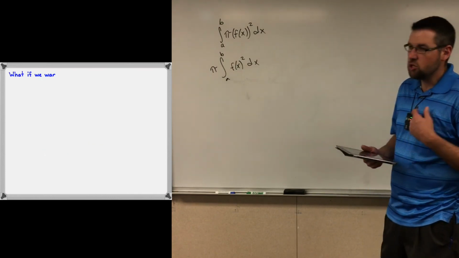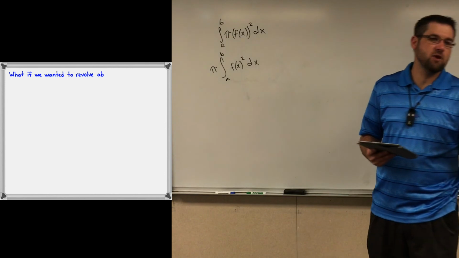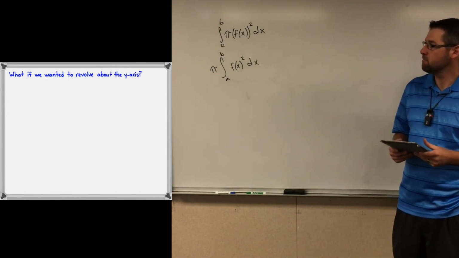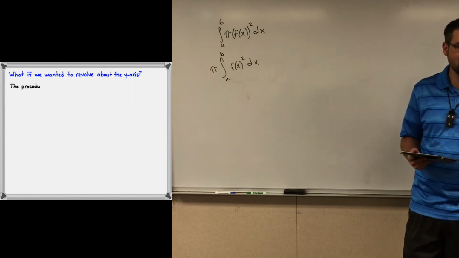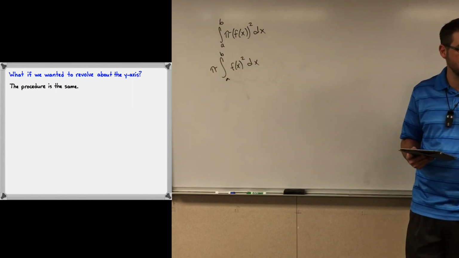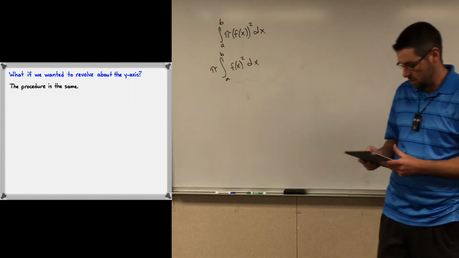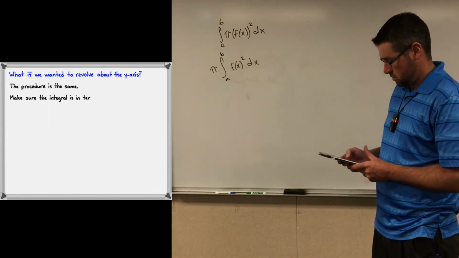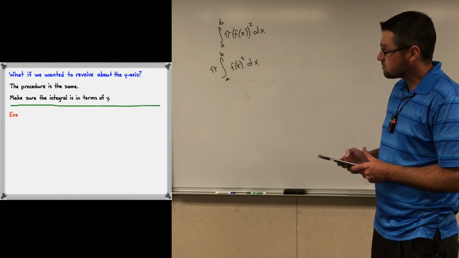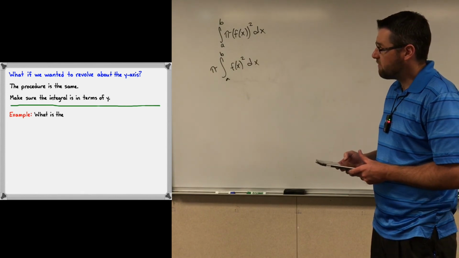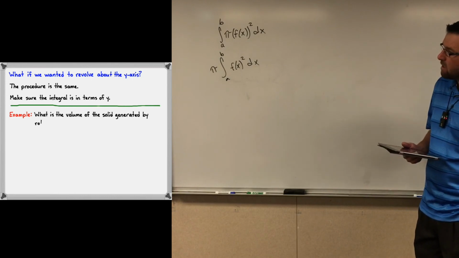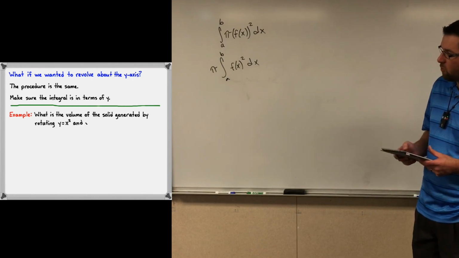All right. So, like I said before, what if you have to revolve it around the y-axis? Let's look at an example. It's going to be the same exact process. You just get everything in terms of y. So let's look at the example. If I got just y equals x squared, and it's bounded by y equals 4.